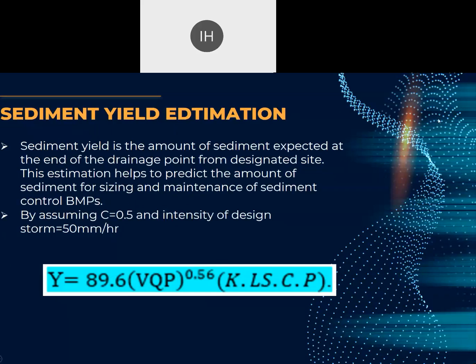Sediment yield. Sediment yield is the amount of sediment expected at the end of the drainage point from the design site. This estimation helps to predict the amount of sediment for sizing and maintenance of sediment control BMPs. By assuming C equals 0.5 and intensity of design storm 50 mm per hour, we can get Y.